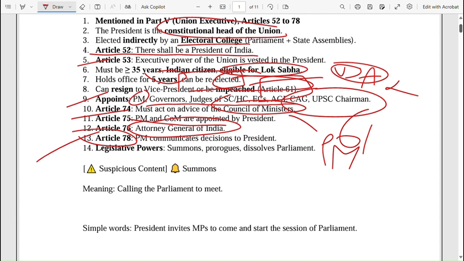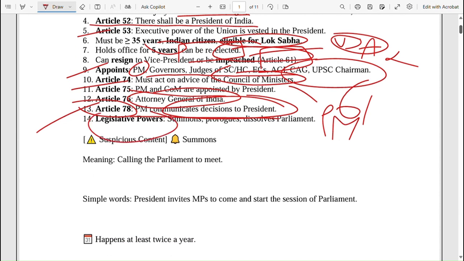This applies to both the President and the Governor. For the Governor, there is another article, but the concept is the same. Each and every time, the PM has to communicate any decision related to the government to the President. That is mentioned in Article 78. The same follows for the Governor, where the CM has to inform the Governor.